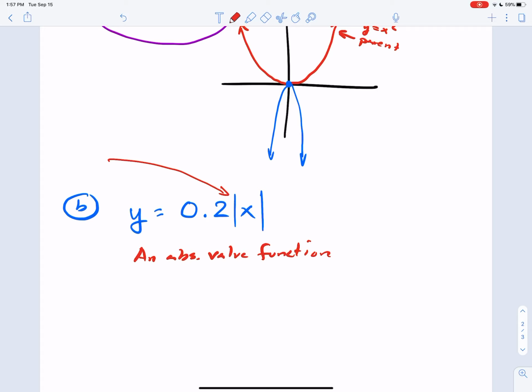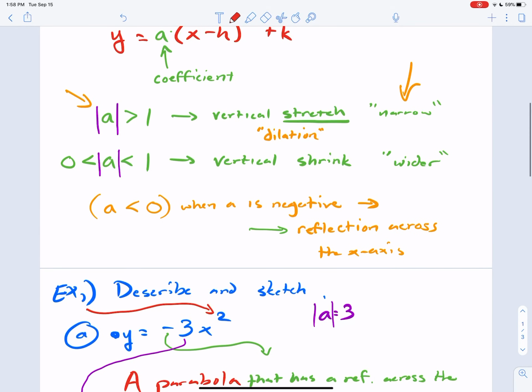Press play when you're ready. There are no reflections here because A is not negative. A is actually positive right here. So there's no reflections. Now, what does that 0.2 do? We now know that A is 0.2, which is definitely smaller than 1. What happens when A is less than 1? There is a vertical shrink, meaning you're making it wider.